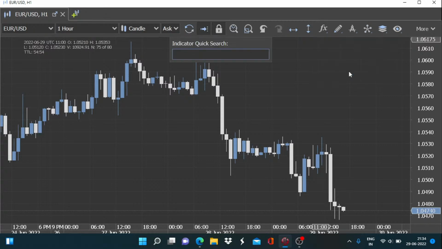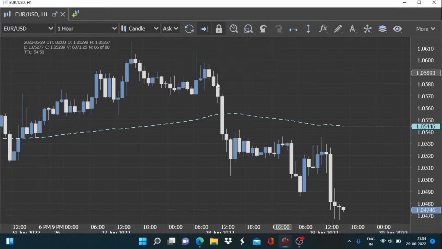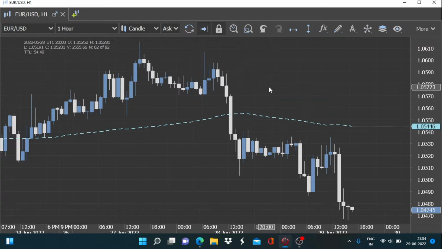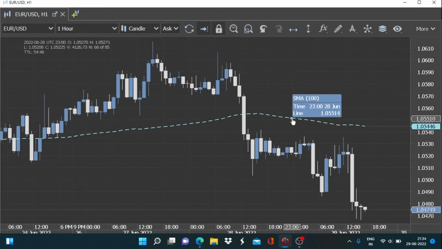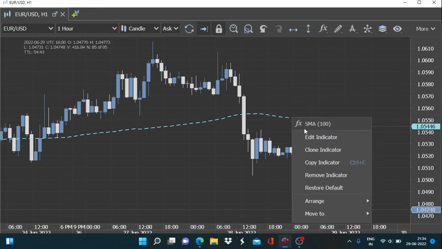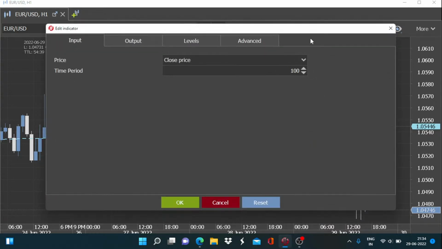And let us do a quick search of the SMA. So here it is, simple moving average. I have plotted it on the 100 candle periods of the hourly time frame. And let us look into the details. We will consider the various editing options provided by the platform. So this is the SMA calculated for the 100 candle periods with the hourly time frame, and the price that is being considered is the closing price.